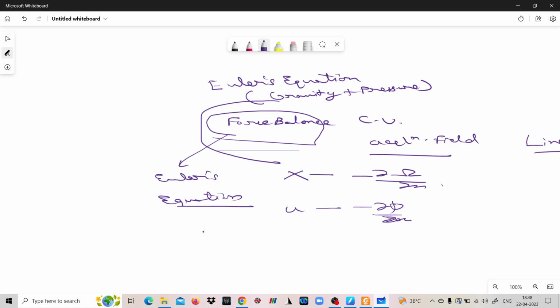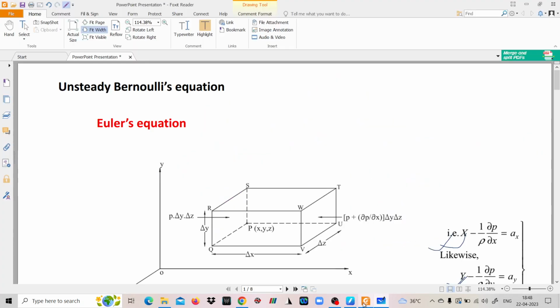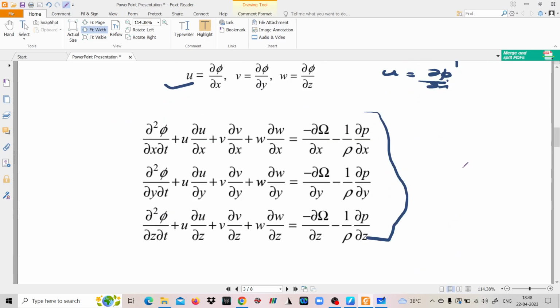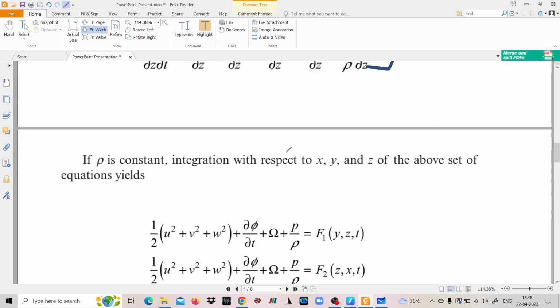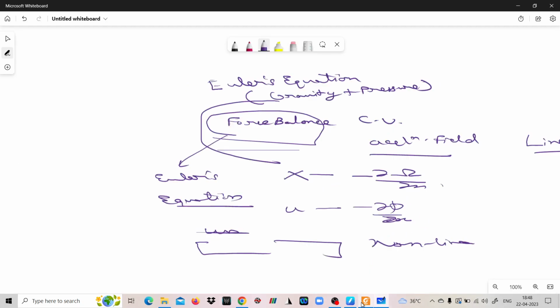You will get a particular very complicated nonlinear form, which is this. Now here if you integrate this equation with respect to x, y and z, you will be getting the unsteady Bernoulli's equation. So this is the idea.